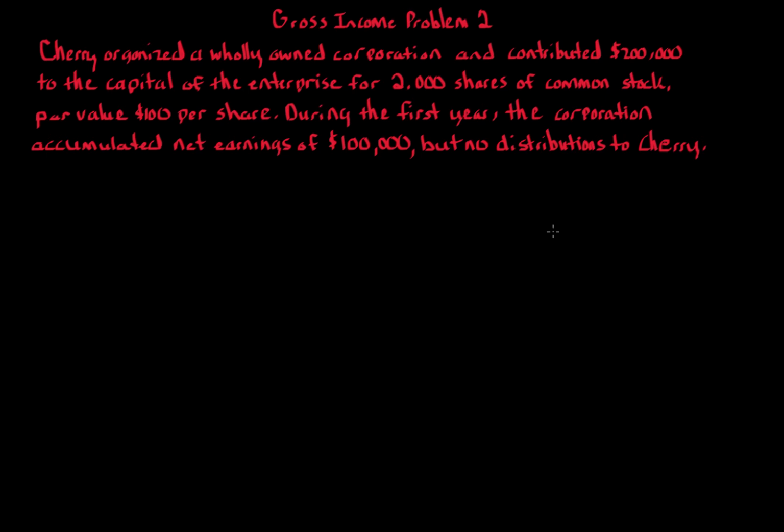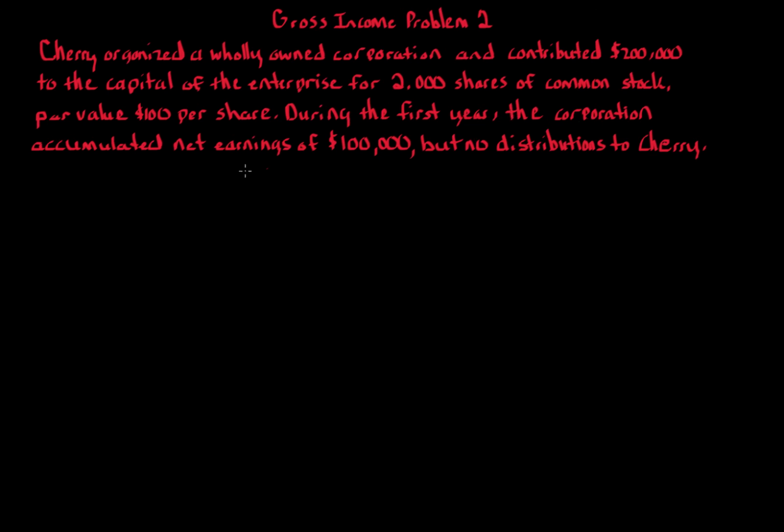Cherry organized a wholly owned corporation and contributed $200,000 to the capital of the enterprise for 2,000 shares of common stock. The par value was $100 per share of that common stock. Now, a wholly owned corporation refers to a corporation that is wholly owned by one owner, here Cherry. Again, the par value is $100 per share, and that's simply just the value printed on the actual stock certificate. And there's 2,000 shares. So the 2,000 shares times $100 par value equals the $200,000 contributed to the corporation.